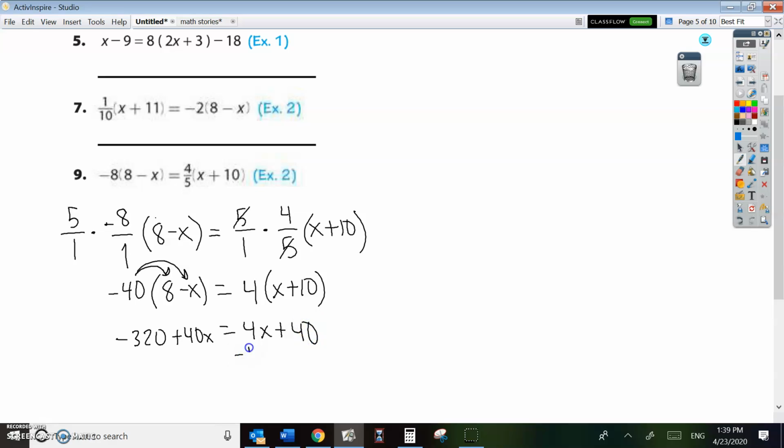Now let's subtract 4x from both sides. And let's add 320 to both sides. These 4x's cancel, these 320's cancel, so you have 36x equals 360. Divide both sides by 36, and you get x equals 10.